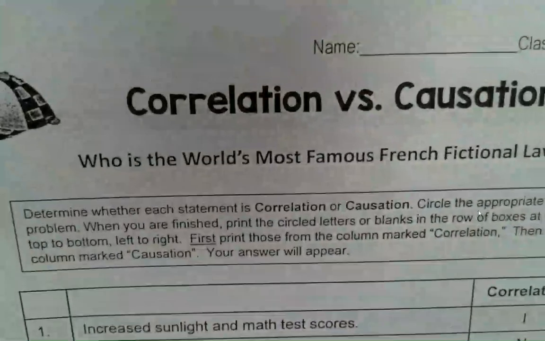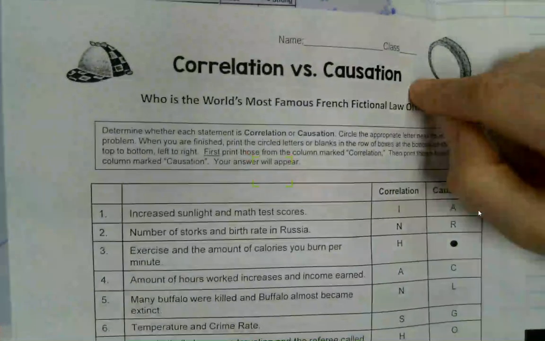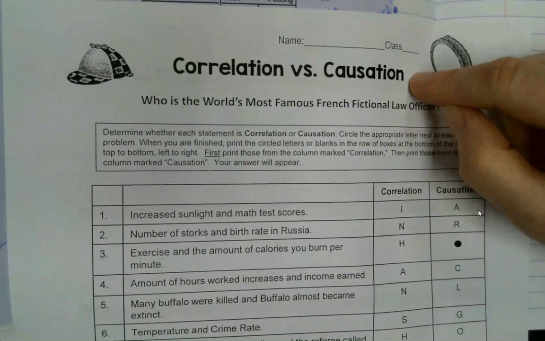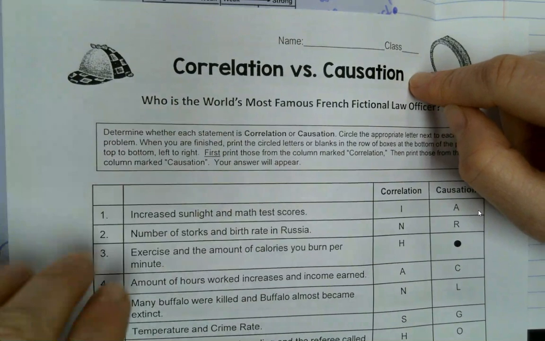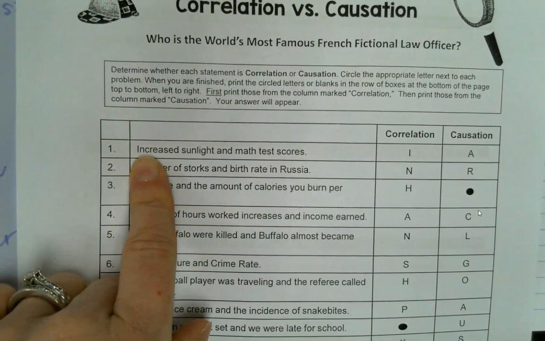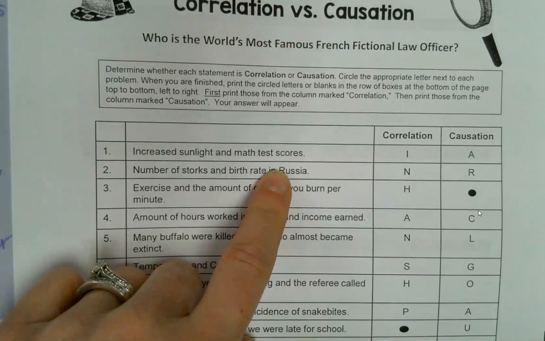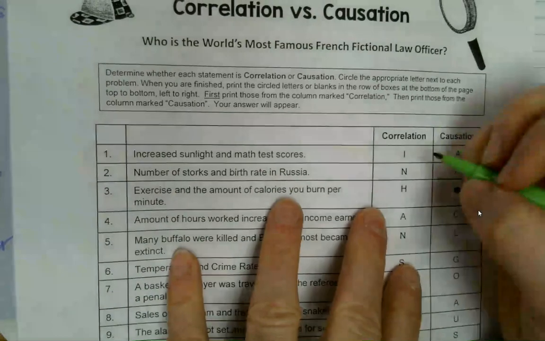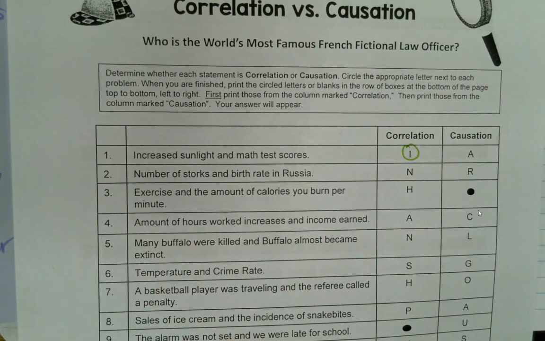On the front, all that this is asking is is it correlation or is it causation? Remember, correlation means there might be a relationship, but causation means one directly causes the other. So correlation ones are kind of like the funny ones. They make no sense. Like the first one, increase sunlight and math test scores. So if you get more sunlight, your scores go up. Does that make sense at all? No. So it's kind of a silly one. So it's correlation. But if there's one that directly causes the other, then that would be a causation.